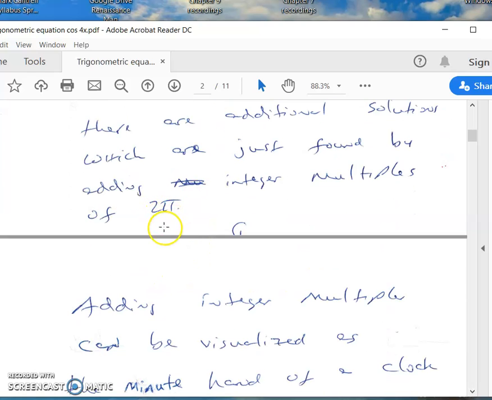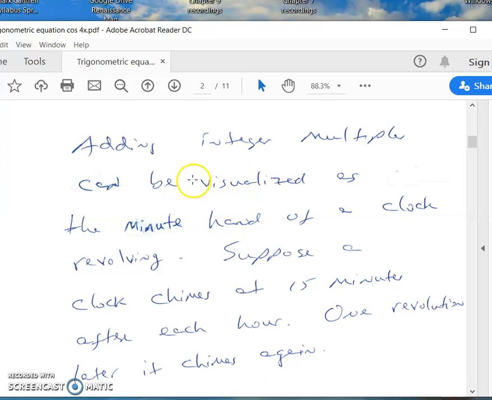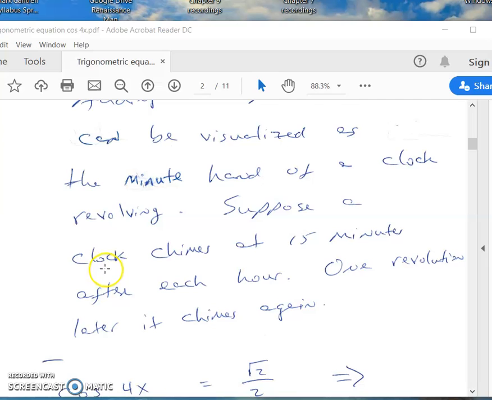But that's going to be adjusted because this is a composition of functions, and we'll see that in just one second. When we're adding the integer multiples, what I need you to totally understand is that it's because it's a periodic function. So it's kind of like the minute hand of a clock revolving. Think about that for one second. Say you have an old-fashioned cuckoo clock, and at 15 minutes after the hour, it chimes.